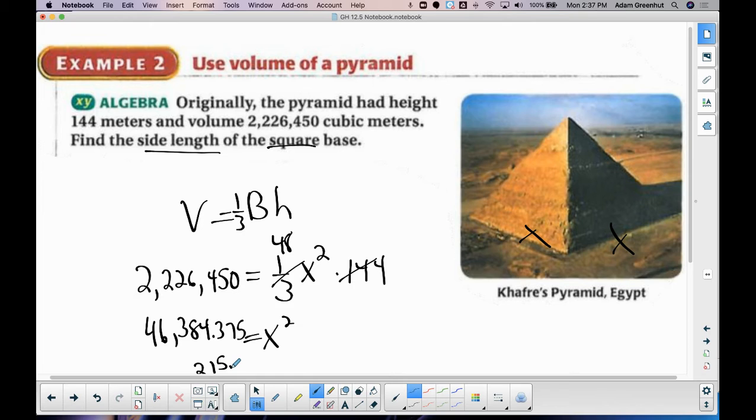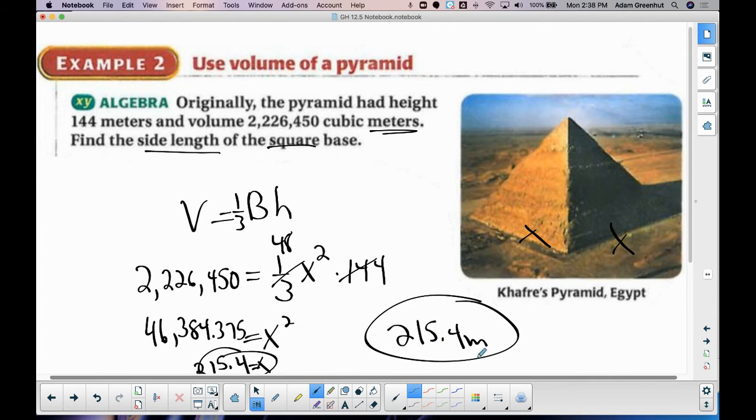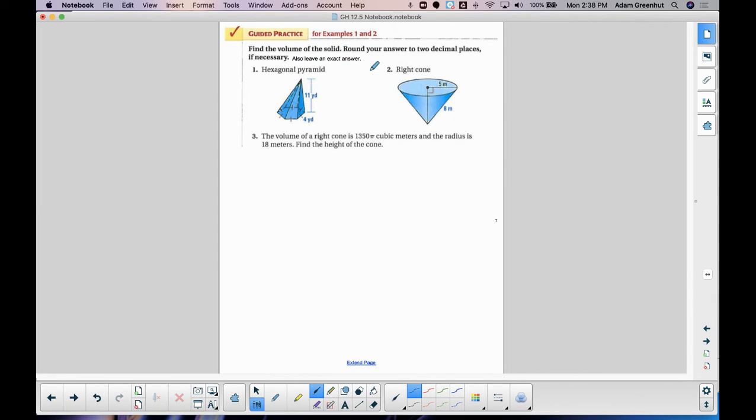And they are asking for the side length. They didn't give me rounding directions. I got a whole long decimal. I'm going to round it to the nearest tenths. I got 3.7, but I'm going to round it to 4 for the side length. And now I've got to get the units, it's meters, 215.4 meters. And that would be a good side length. Hopefully you got that too.